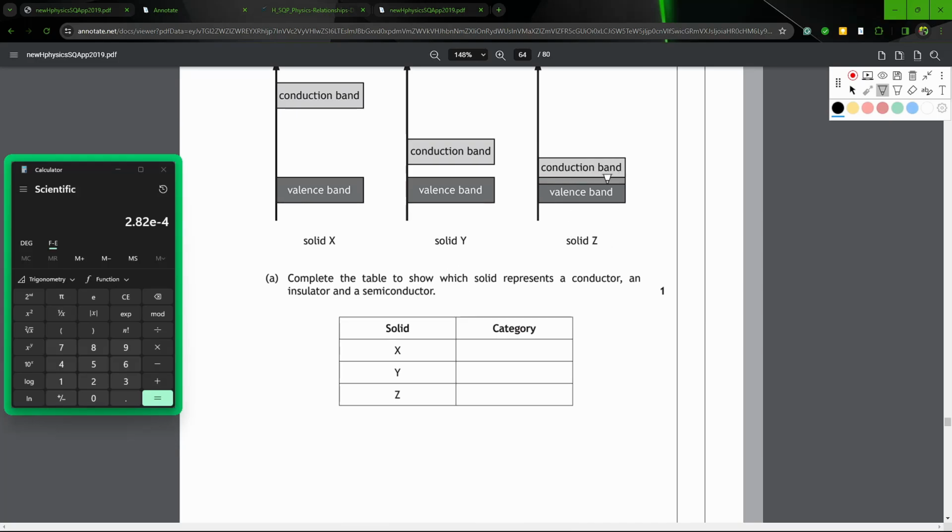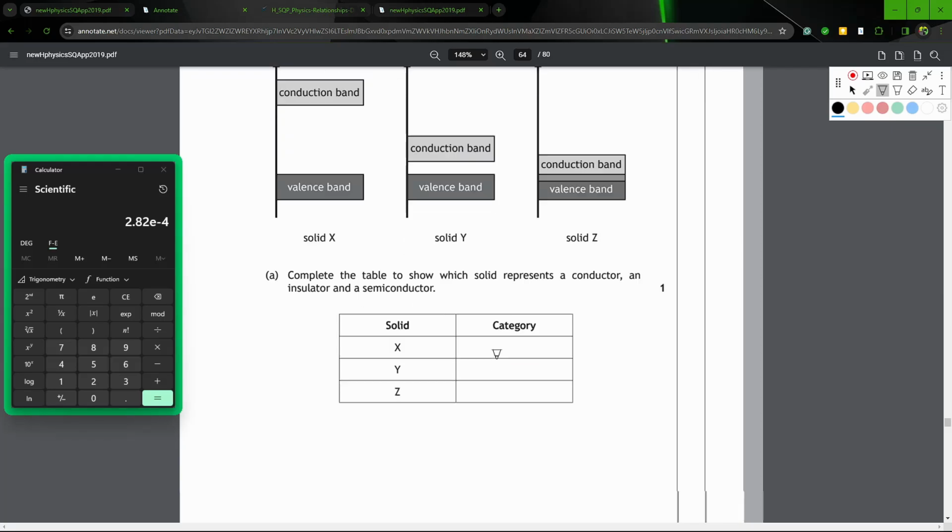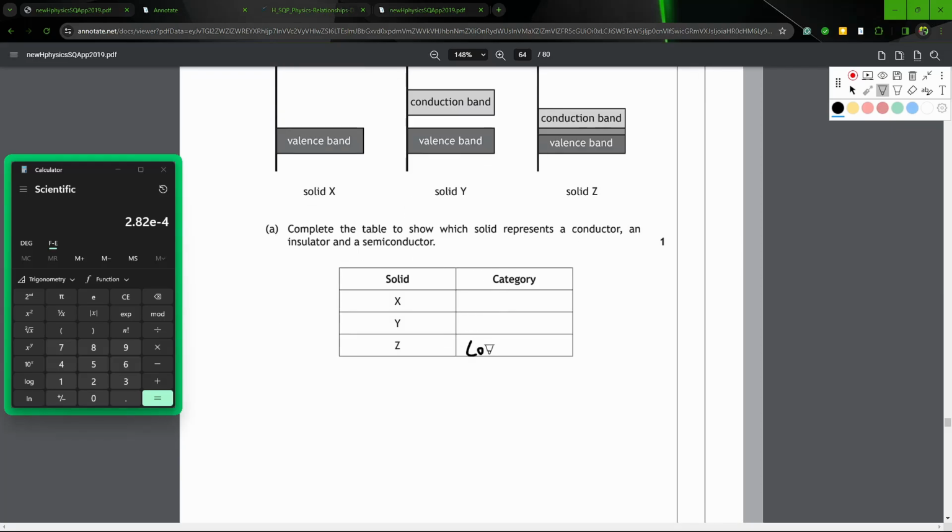So for a conductor, the important thing to know is that the valence band overlaps with the conduction band, meaning that it's always able to conduct at room temperature. You don't need to excite the electrons at all. And well, would you look at that, solid Z looks like a conductor to me, because you can perfectly see it's overlapping.